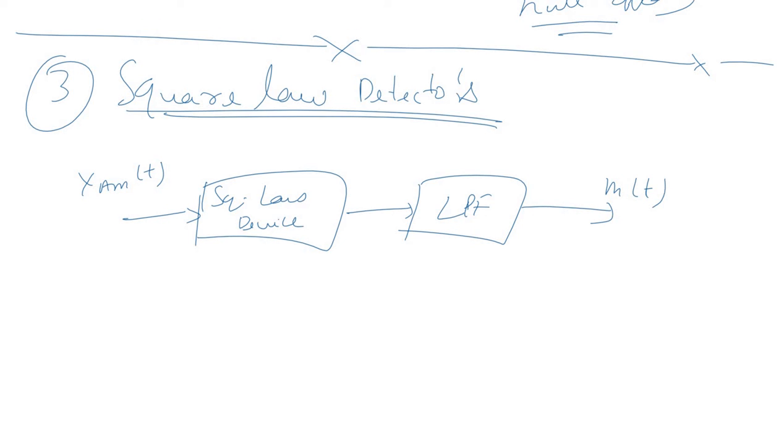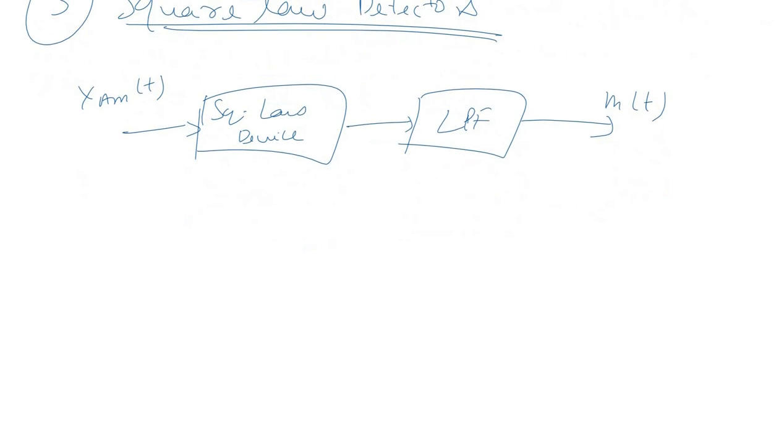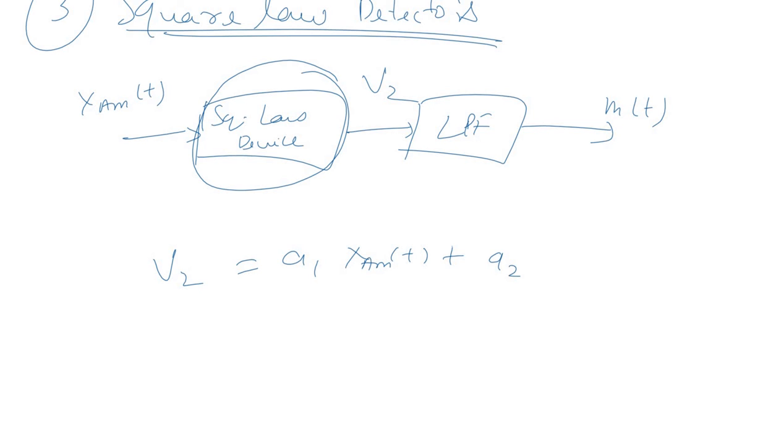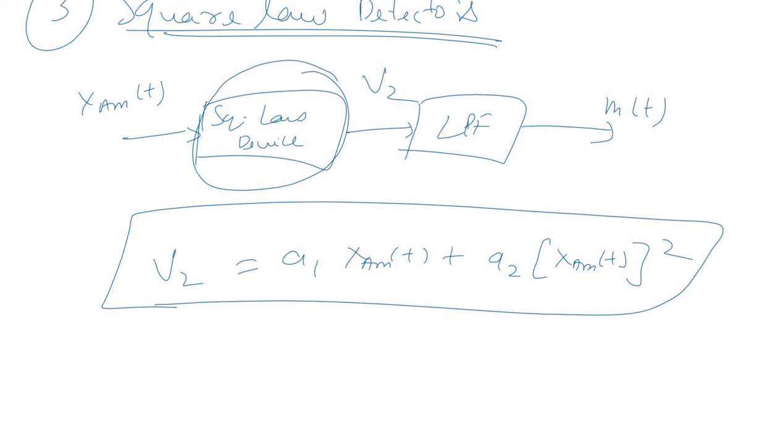m(t). So the working of it is pretty simple. The function of the square law device is, if this is, let's say, V2 signal, so the relationship between V2 and the input is V2 is equal to A1 into the input plus A2 into the square of the input. This is the relationship, or the function that is being performed by this square law device.